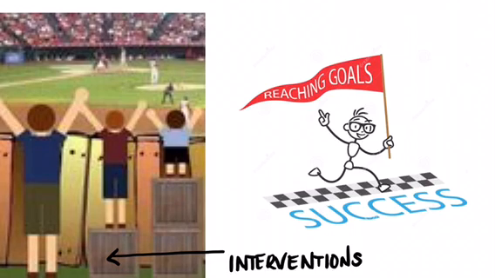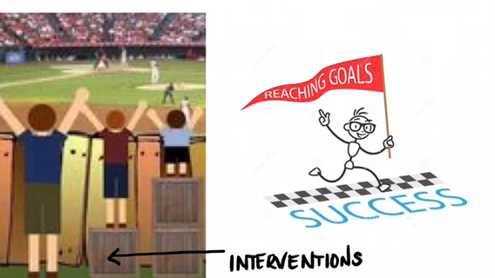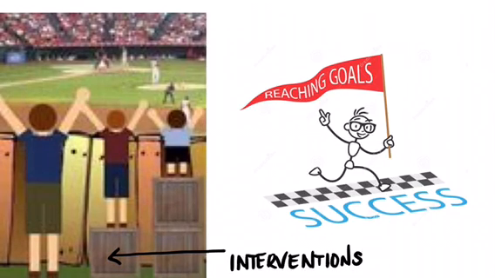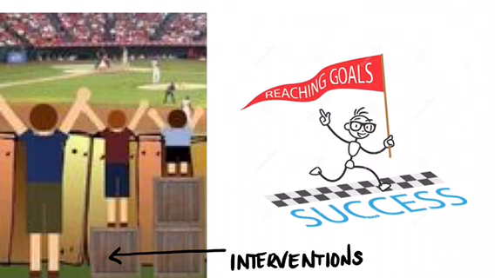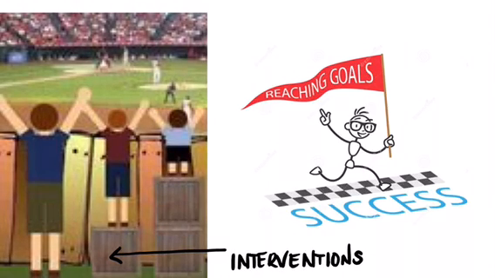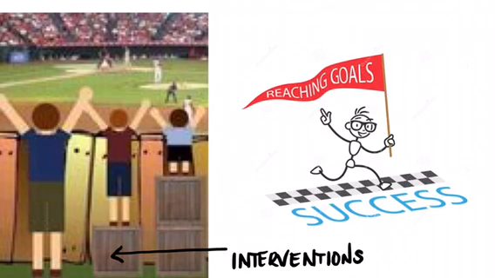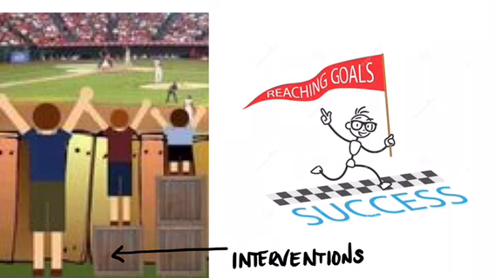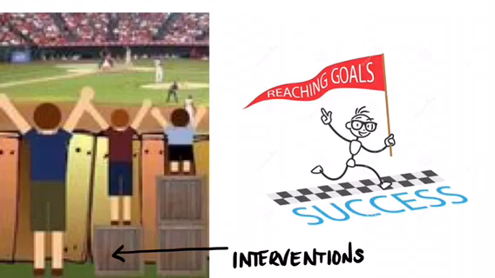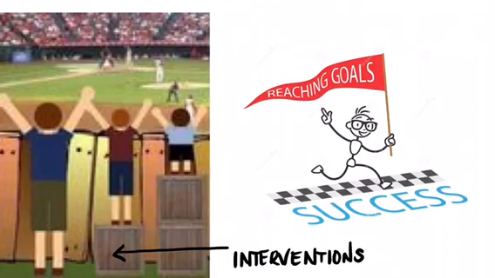Student number 3 needs even more support. He has to stand on 2 boxes, or he might have to have more intense interventions, but now he too can see the game. With the proper interventions in place, all students are able to see the baseball game. They have met their goal.